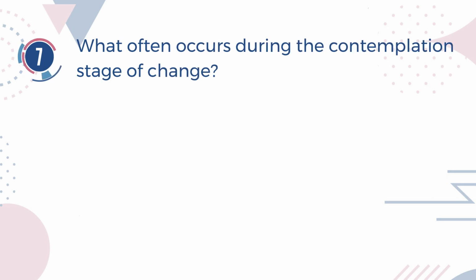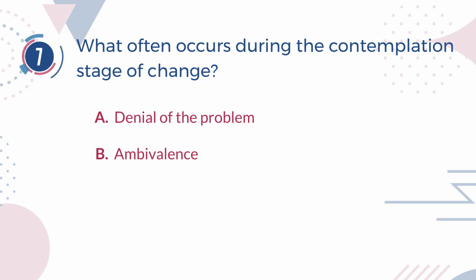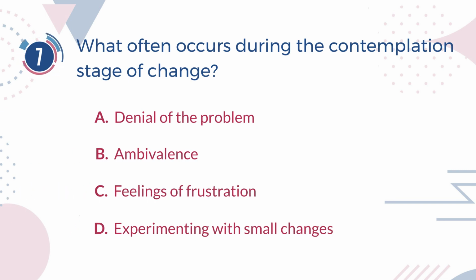Number 7. What often occurs during the contemplation stage of change? A. Denial of the problem. B. Ambivalence. C. Feelings of frustration. D. Experimenting with small changes.